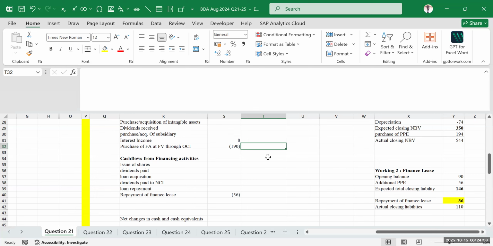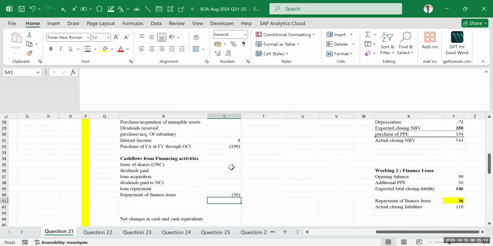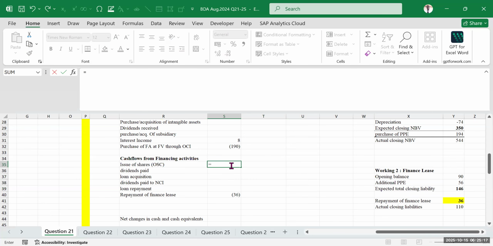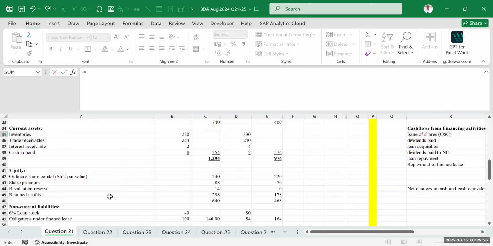Members, that is my approach. I will give you yours if you want us to go the explanatory way. Now, my approach is that under issue of shares, we are dealing with ordinary share capital. I would write it in a bracket, ordinary share capital. Now, I will treat it as a liability. On that cell, I put an equal sign, and I start with the closing balances. Where do I get it? I start with the closing balances because it is my liability. I go to the statement of financial position and pick the closing balances of ordinary share capital.